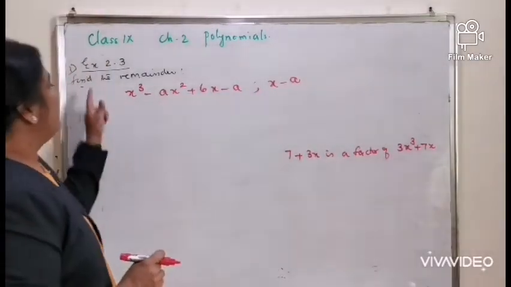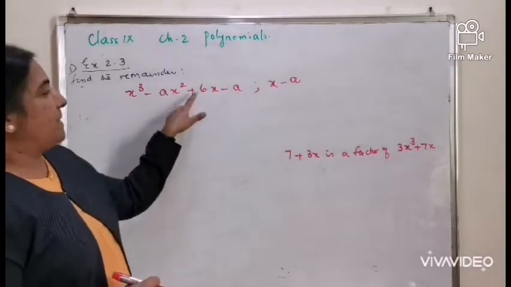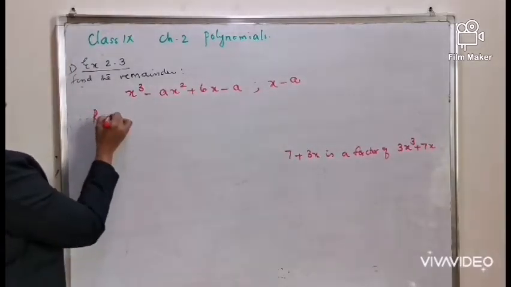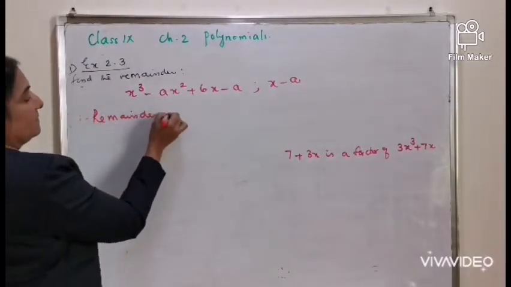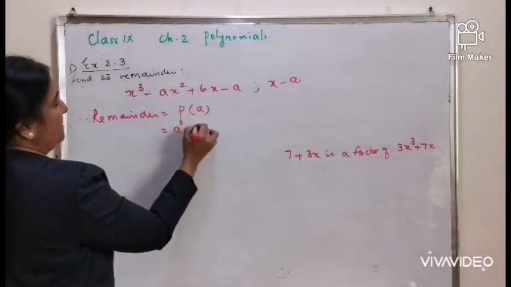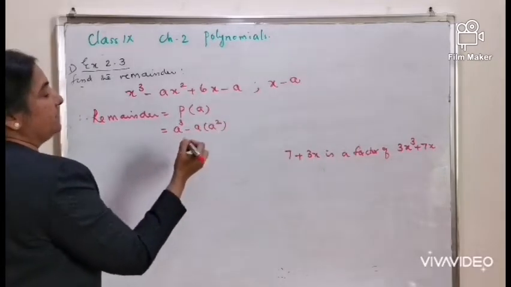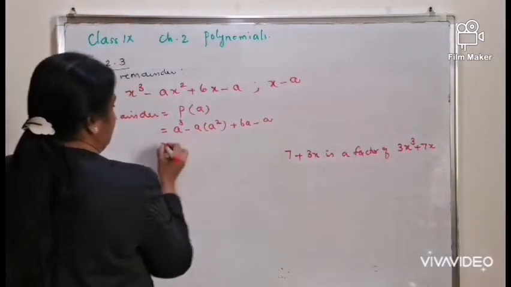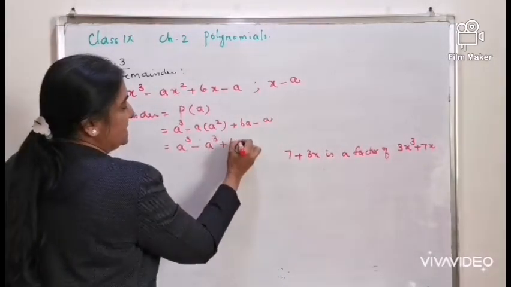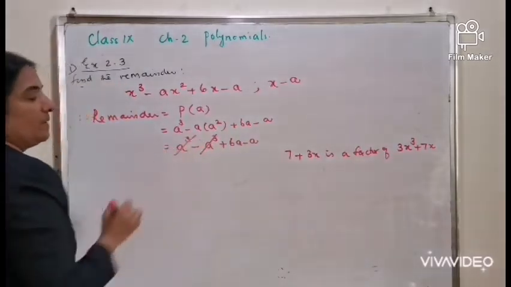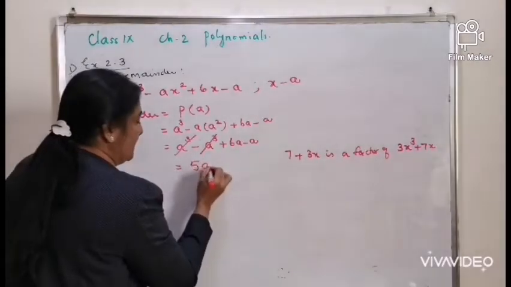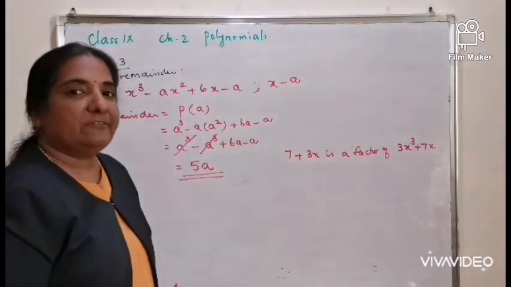Question number 2. Find the remainder when x cubed minus a x squared plus 6x minus a is divided by x minus a. Remainder is equal to p of positive a, which is equal to a cubed minus a into a squared plus 6a minus a. a into a squared is a cubed. Positive a cubed and negative a cubed get cancelled. 6a minus a is 5a. Therefore, the remainder is 5a.